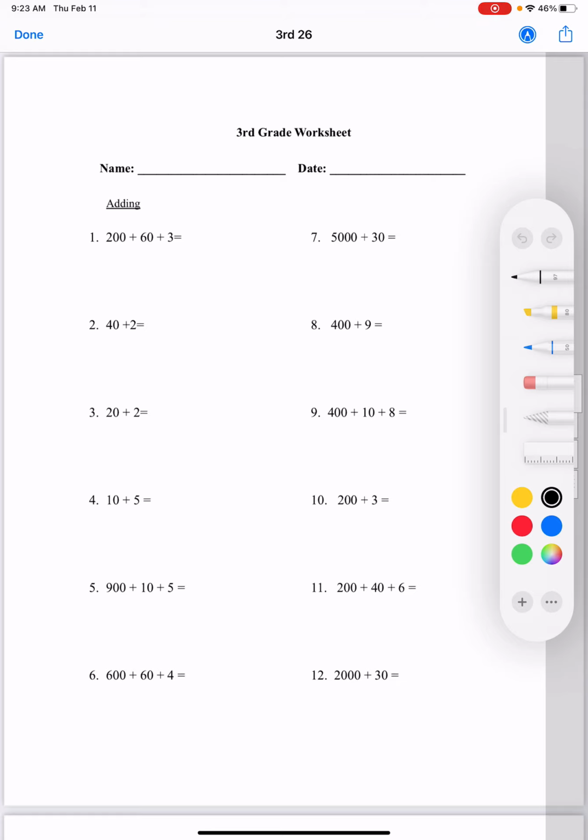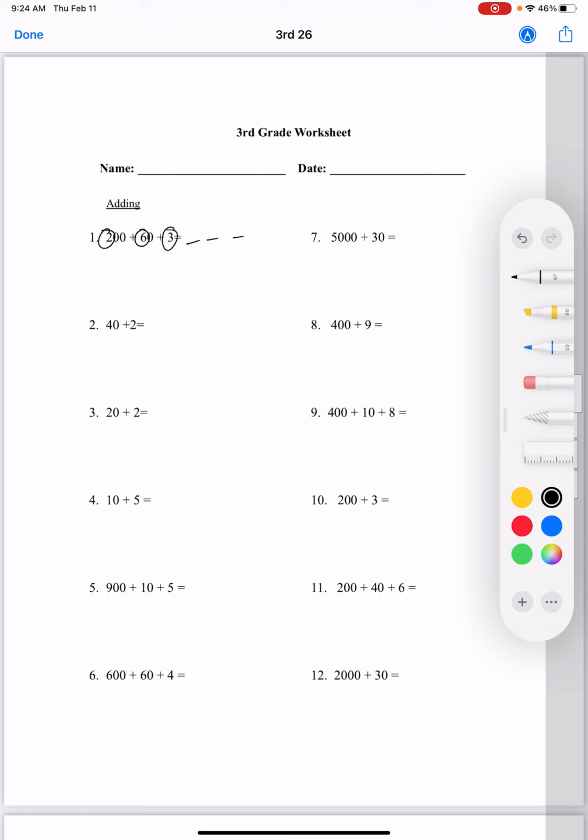So the first worksheet tells us to add these numbers and they're all in different place values. So basically what you do is you just look to see what place value they're in and just plug the numbers into the place value. So for number 1 we have 200 plus 60 plus 30. So over here the 2 is in the hundreds place, the 6 is in the tens place, and the 3 is in the ones place.